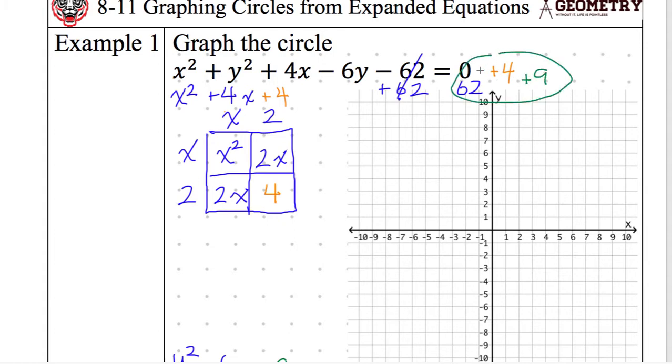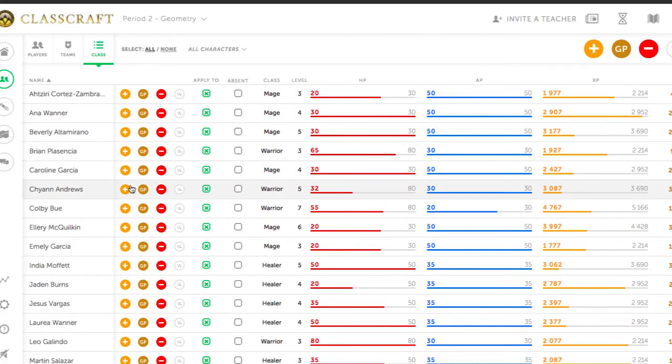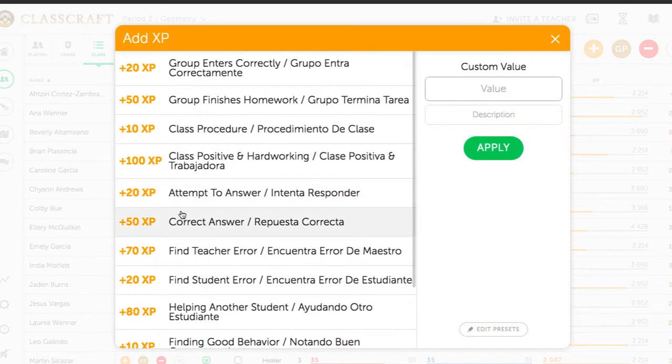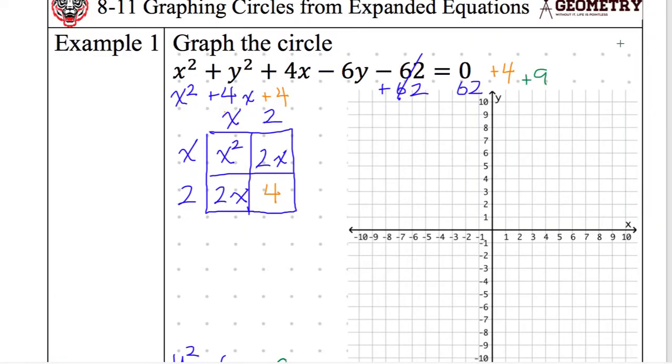So I have these 4 numbers: 0, 62, 4, 9. I've got to add all of those together. Can someone do that for me with a quiet raised hand? Let me give Colby his marble, his XP. Can someone add all those numbers for us, please? What is 62 plus 4 plus 9?